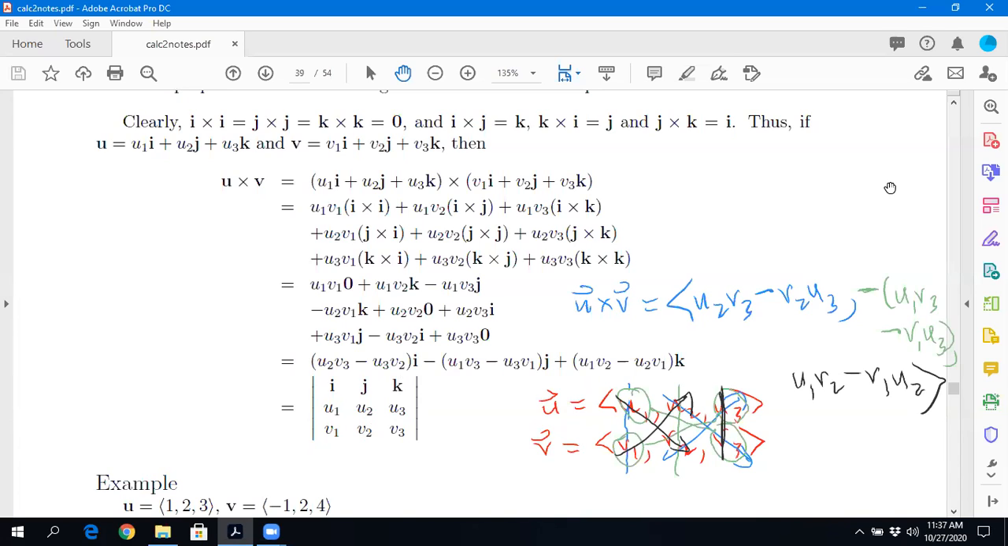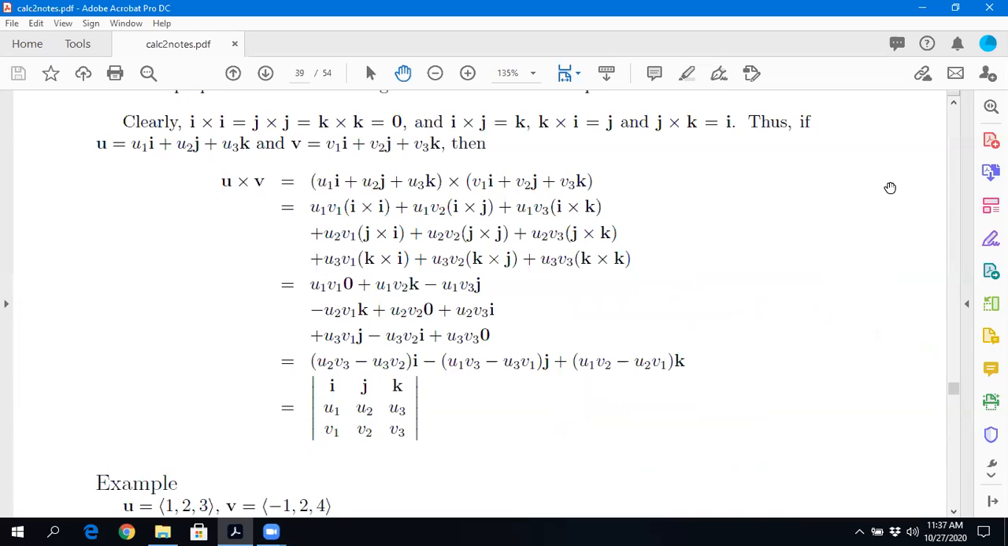Any questions on that little computation that we just did to get this formula? We actually have a formula now, which is nice. Yeah, this formula right here, and don't forget the length of this vector is going to be the area of the parallelogram determined by u and v. Any questions on this before we start utilizing it by way of examples and whatnot?